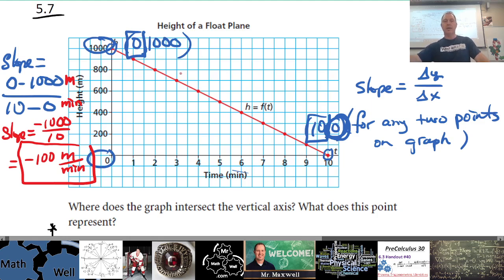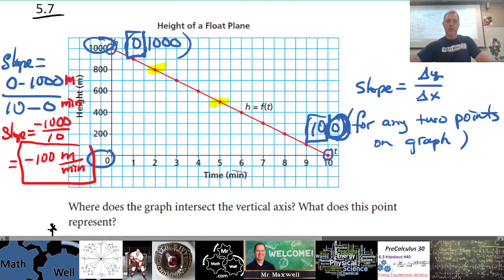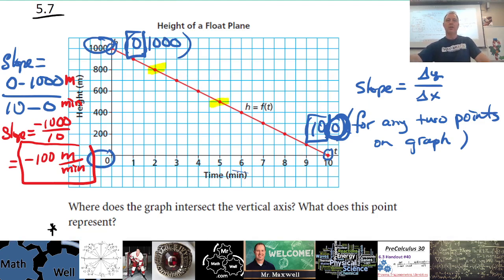Okay. Now, just out of curiosity's sake, just real quick, what happens if we didn't pick the intercepts? We picked any other 2 points. Like, let's just say we picked this point and this point. Could we calculate the rate of change? You bet we could. And it should be the same because it's part of the same line.